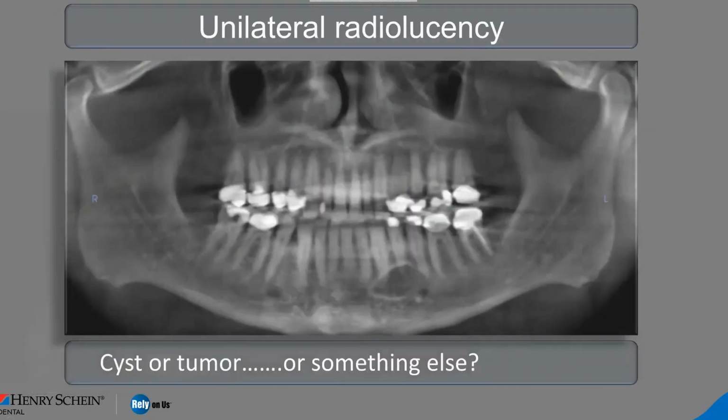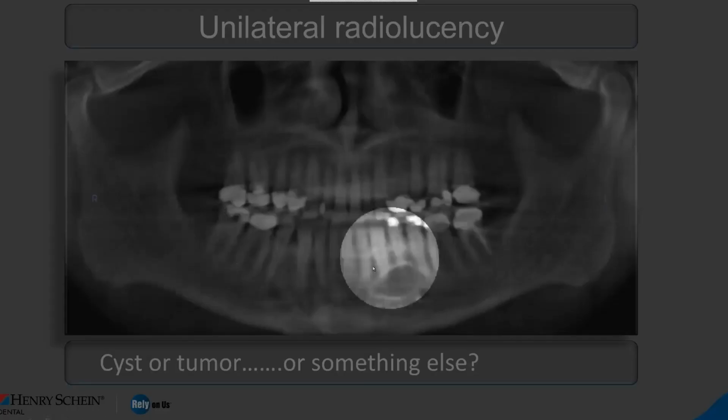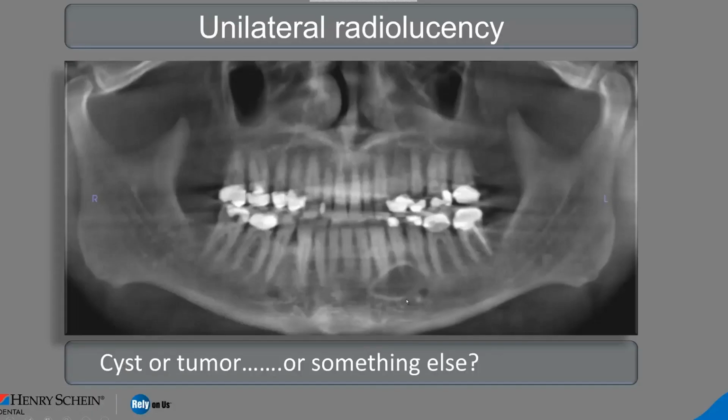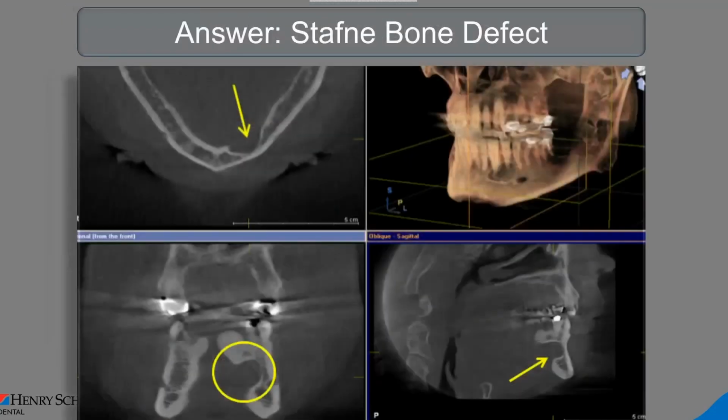All right, what about this? Well, if I'm looking at it based on the 2D image, I'm saying I have a well-defined, thickly corticated radiolucency, left anterior mandible. Maybe we have a cyst or tumor, perhaps we need to do a biopsy. But we can look at this with our cone beam CT, and what's actually going on is we have an anterior Stafne bone defect. Does not need to be treated.